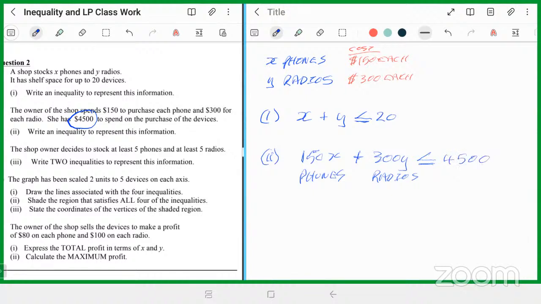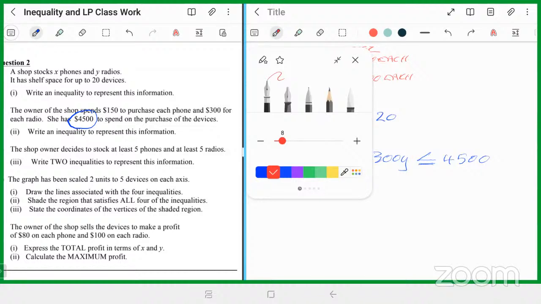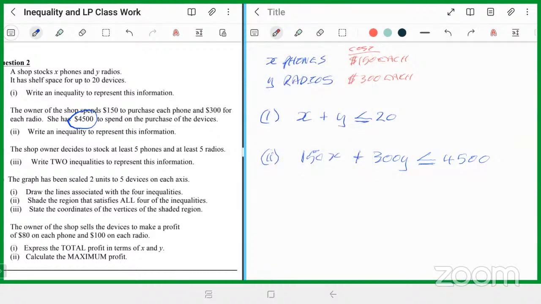4,500. And you must always simplify. So that's the inequality for the second condition right here. But this can be simplified by dividing through by 150. All of these values are multiples of 150. So I'll divide through by 150 to simplify that inequality. You won't leave it like this. Always simplify when you can.